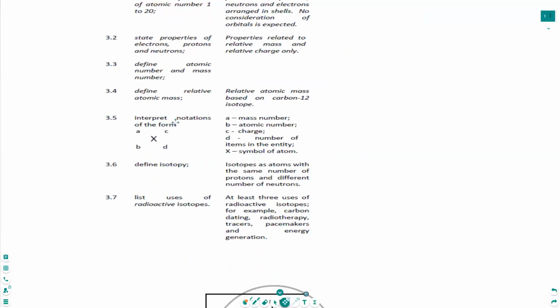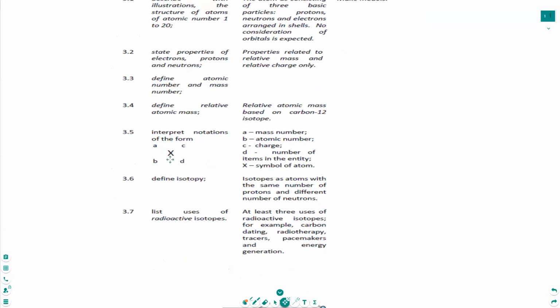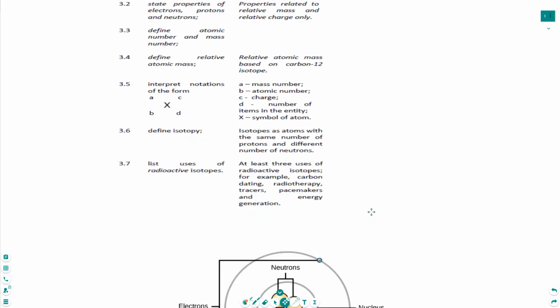We also need to interpret notations when we see elements and we see a number to the top left-hand corner. What does it mean when we see a number to the top, the bottom left-hand corner, to the top right-hand, and to the bottom right-hand corners? So we need to understand these symbols. We also need to speak about isotopes and list at least 3 uses of radioactive isotopes. So we will be going ahead to look at these objectives right now.